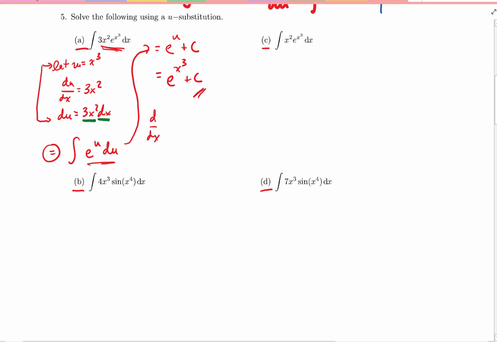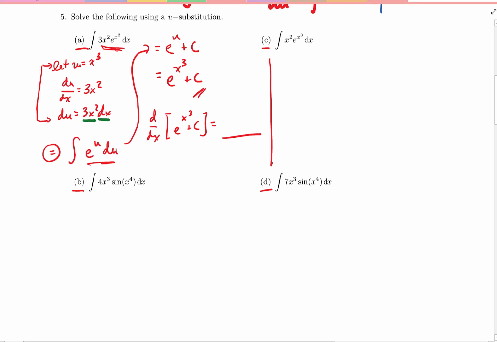So in your own time, go ahead and take d dx of e to the x cubed plus c and show that you get the integrand. Okay, now let's look at C over here. So C is an example of something that I call an imperfect u-substitution.